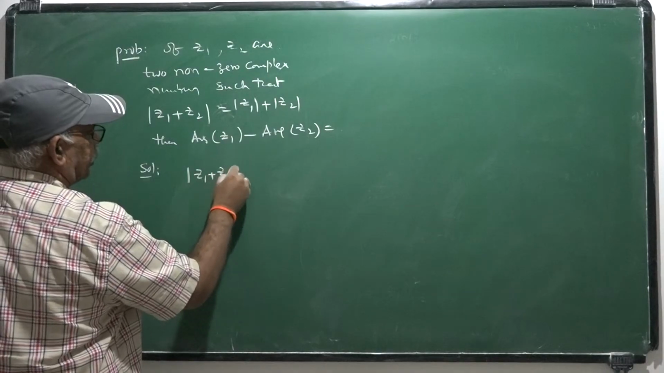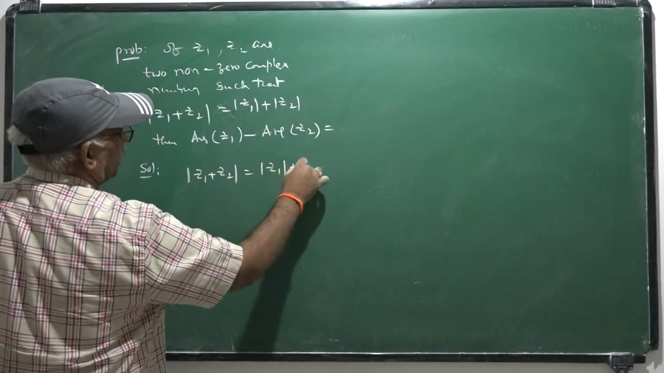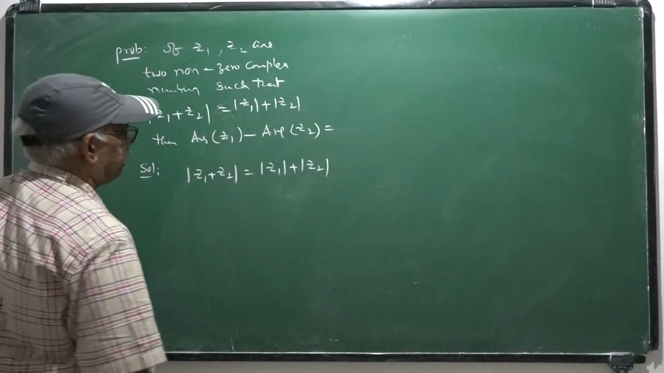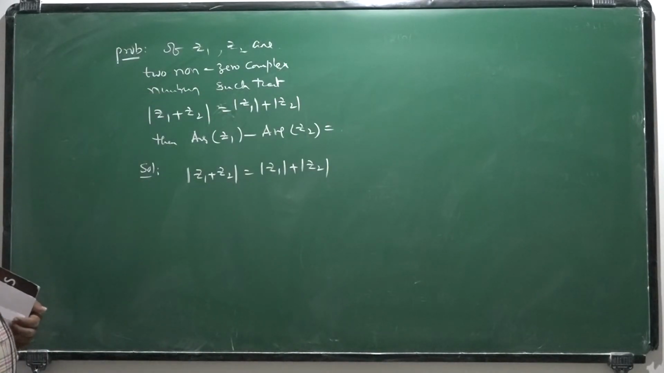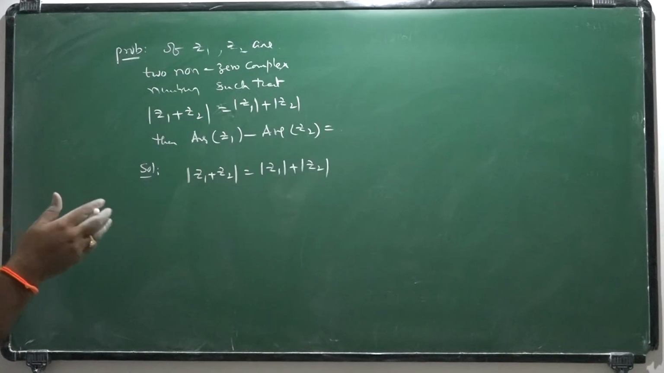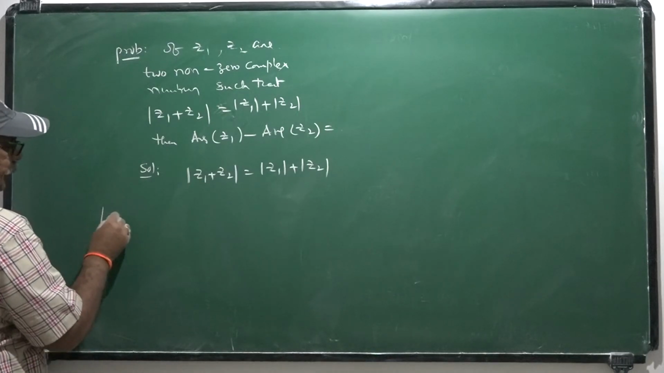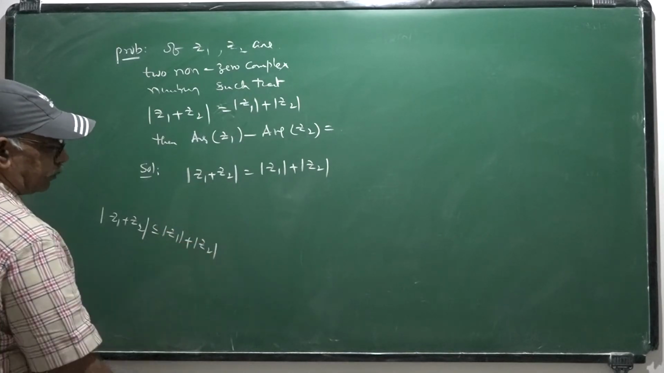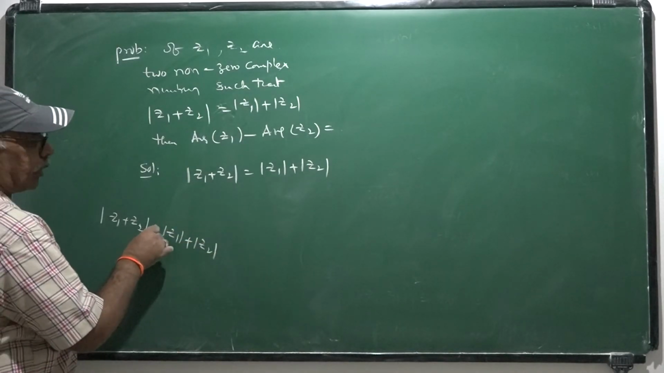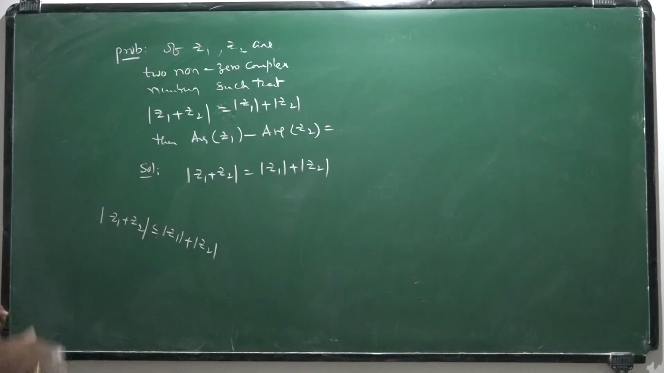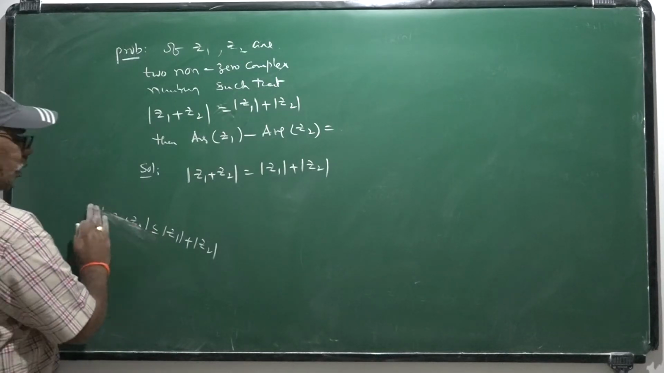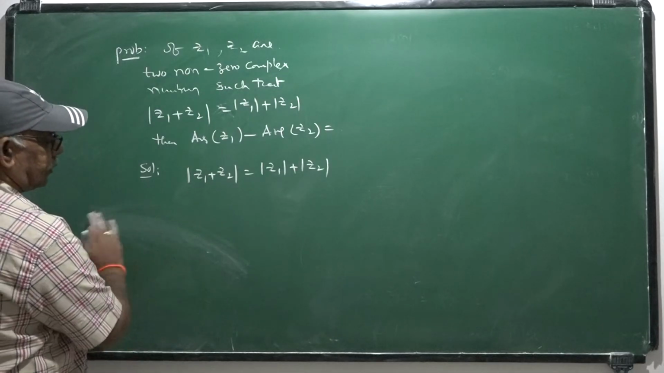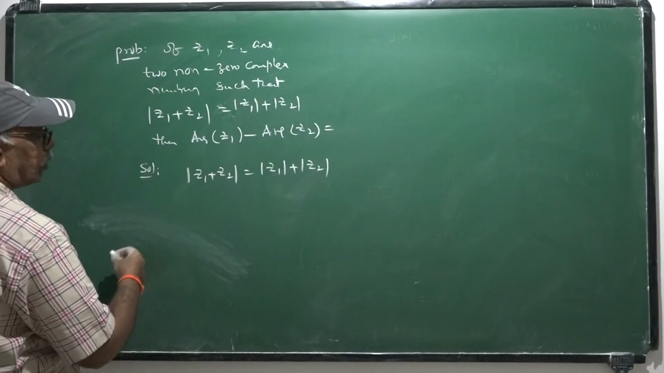Given modulus of z1 plus z2 equal to mod z1 plus mod z2. Actually, modulus of z1 plus z2 is less than or equal to mod z1 plus mod z2, by the triangle inequality. Equality follows once they lie on the same line. Let us take it like this, squaring on both sides.